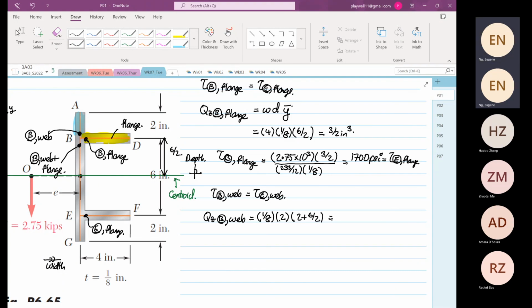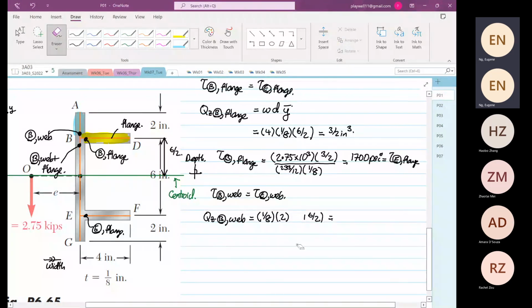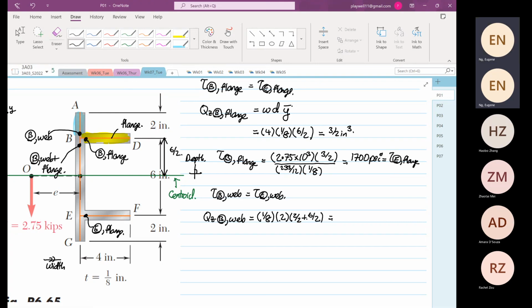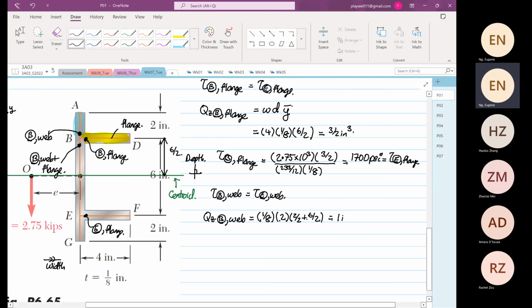Wait, hold on. Probably I did something wrong down here. This is not 2. I have to use 2 divided by 2, because it's the individual centroid. I do apologize. So 2 divided by 2 plus 6 divided by 2, times 2, times 1/8, is equal to 1 inch cubed.